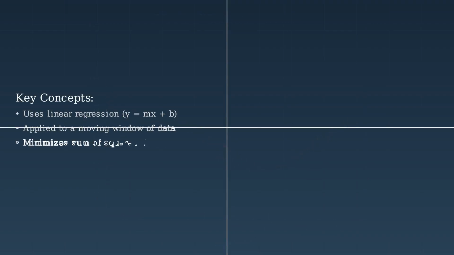Let's summarize the mathematical foundation of the least squares moving average. The LSMA uses linear regression on a moving window of data. For each window, it calculates a line that minimizes the sum of squared differences. The LSMA value is the endpoint of this regression line, representing the fitted value for the most recent period. By applying this mathematical approach to price data, the least squares moving average provides a smoother, more responsive indicator for technical analysis.